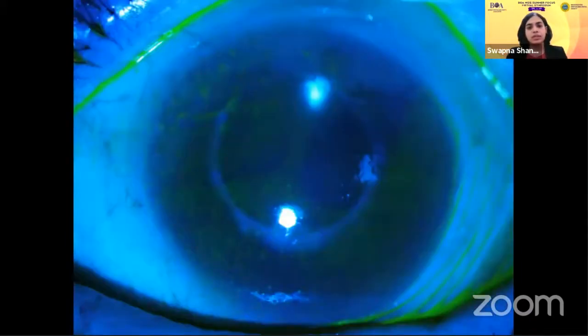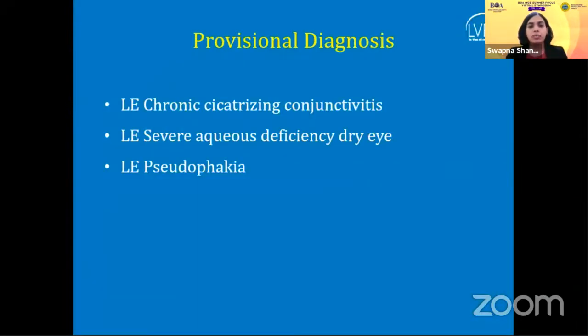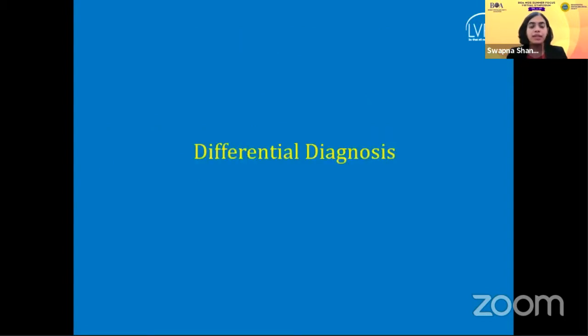When we stained the ocular surface, she had significant SPKs on the entire cornea, and Schirmer's was 3 millimeters. Now, the provisional diagnosis in this case is chronic cicatrizing conjunctivitis in the left eye because of the superior tarsal involvement, the lateral canthal fibrosis, the inferior fornicial shortening with dry eye. She was also a pseudophakic case. Now, the right eye was perfectly normal in this case. Although we did a complete thorough examination, the right eye did not show any significant findings.